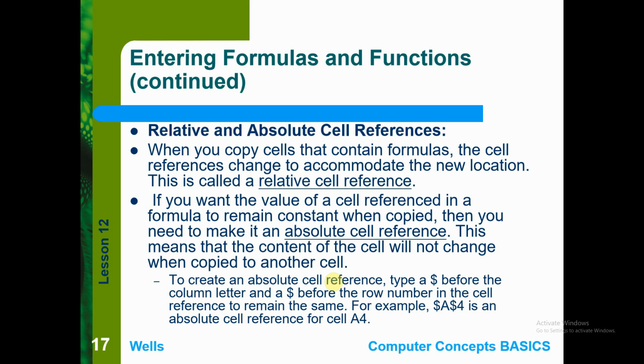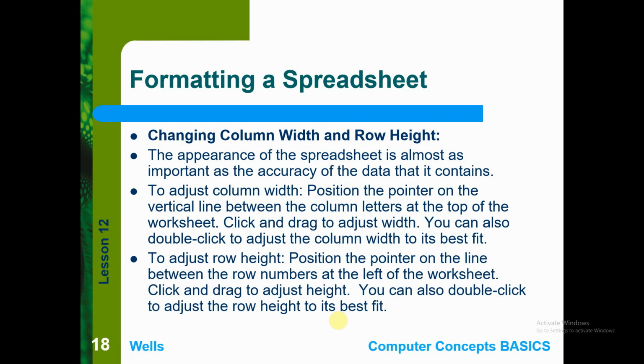This means that the content of the cell will not change when you copy it to another cell. That is your absolute value. So to create an absolute cell reference, type a $ sign before the column letter and a $ sign before the row number, and the cell reference will remain the same. For example, this is an absolute cell reference for A4, by having these $ symbols before the cell location. So absolute A and absolute 4 for the cell A4.